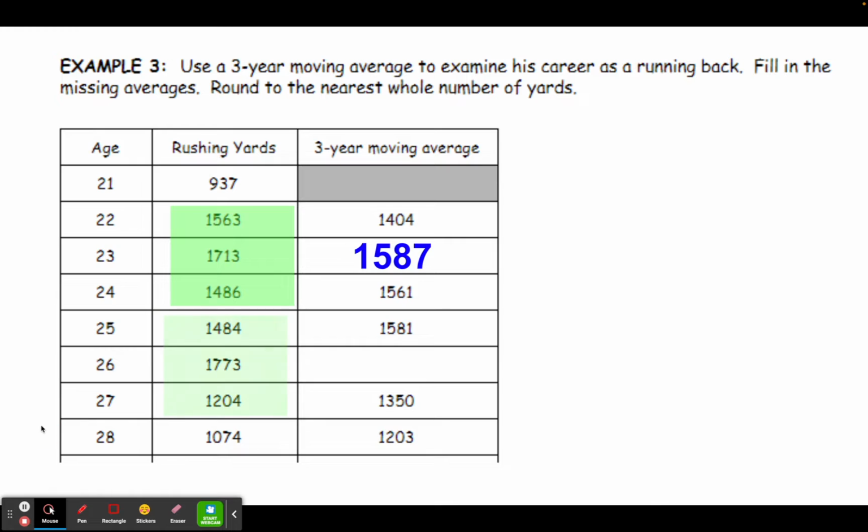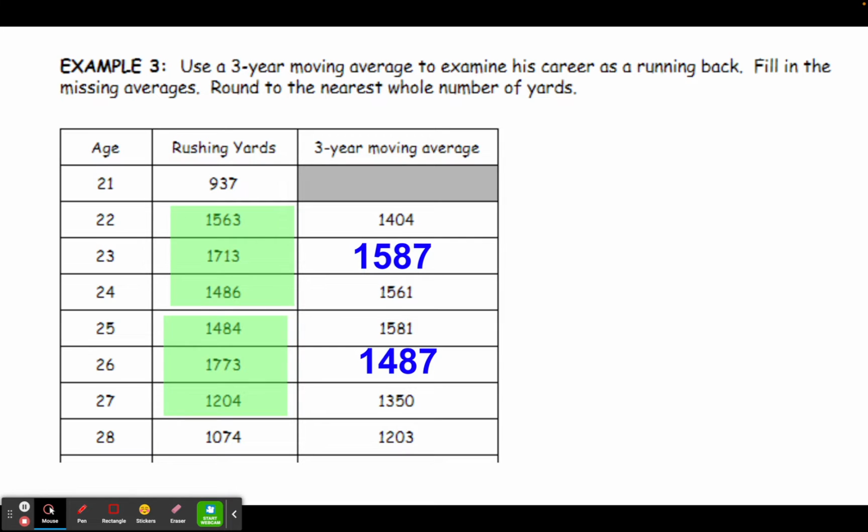Now, the next couple are given for you. The next one that's missing is age 26. And to get that missing moving average, we would average together that season, the one that came before it, and the one that came after it. So we add those three together, divide by 3, and that would give us a moving average of 1,487.